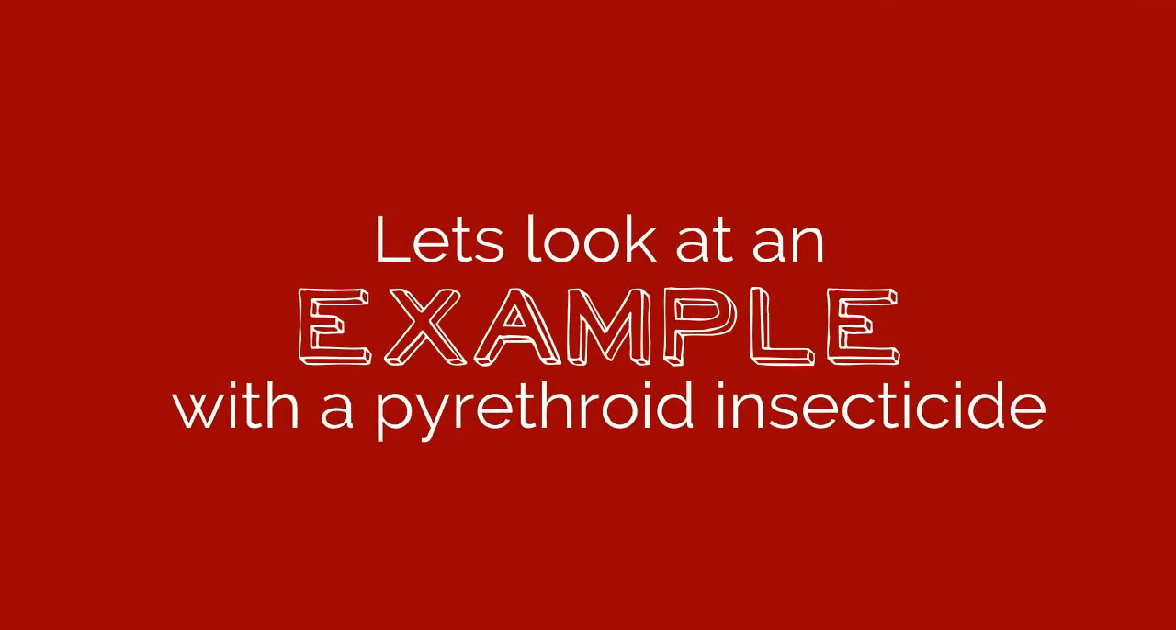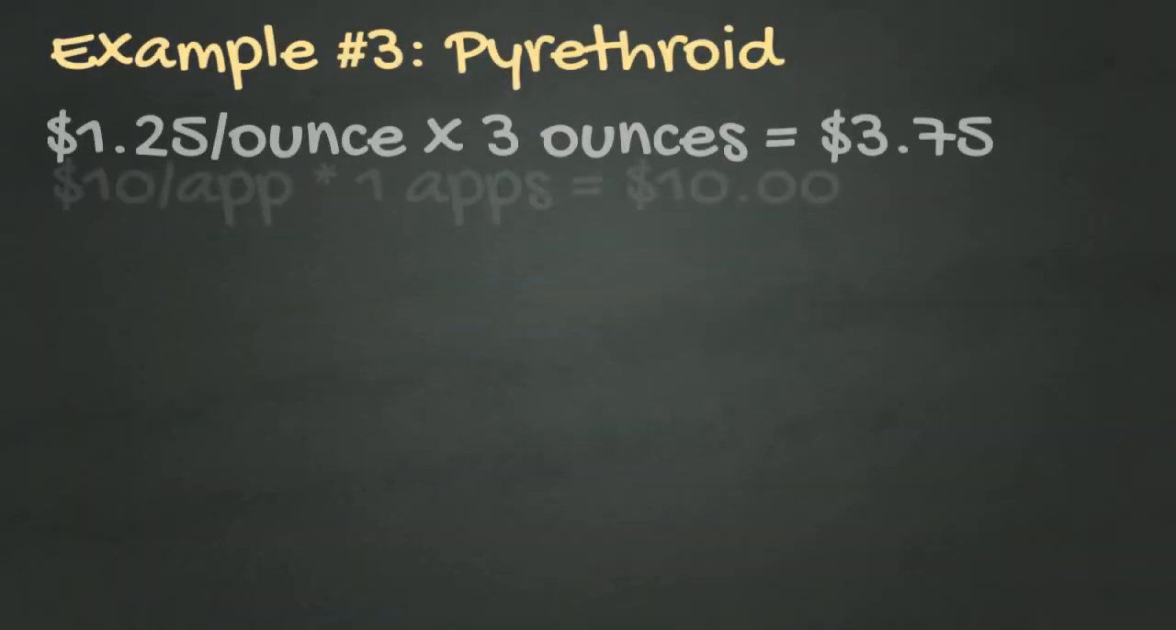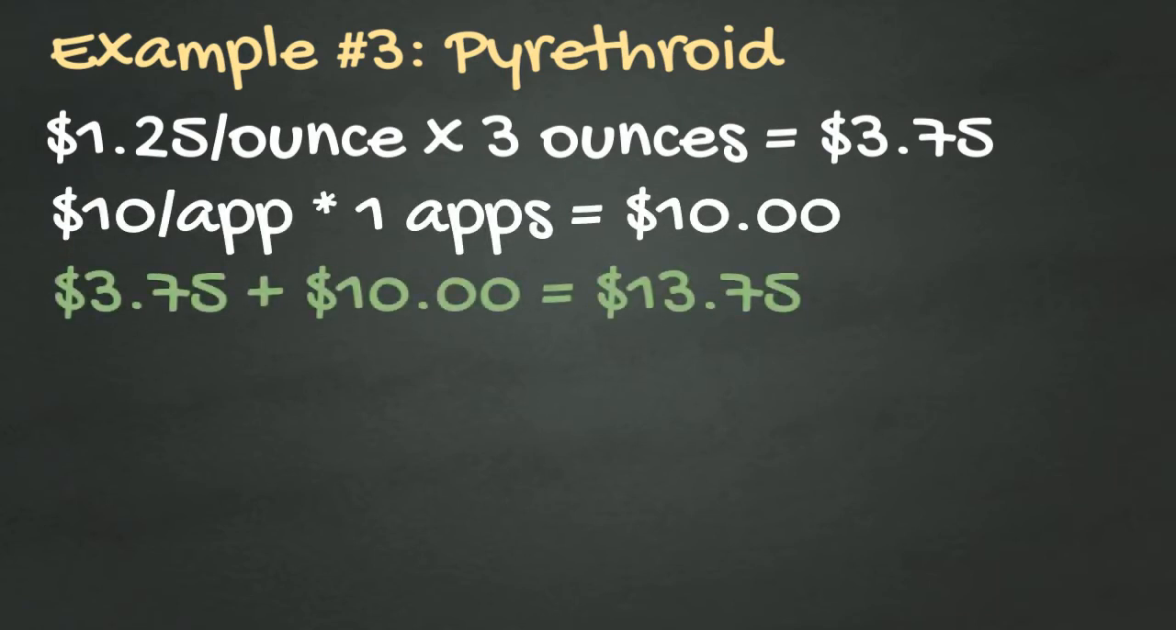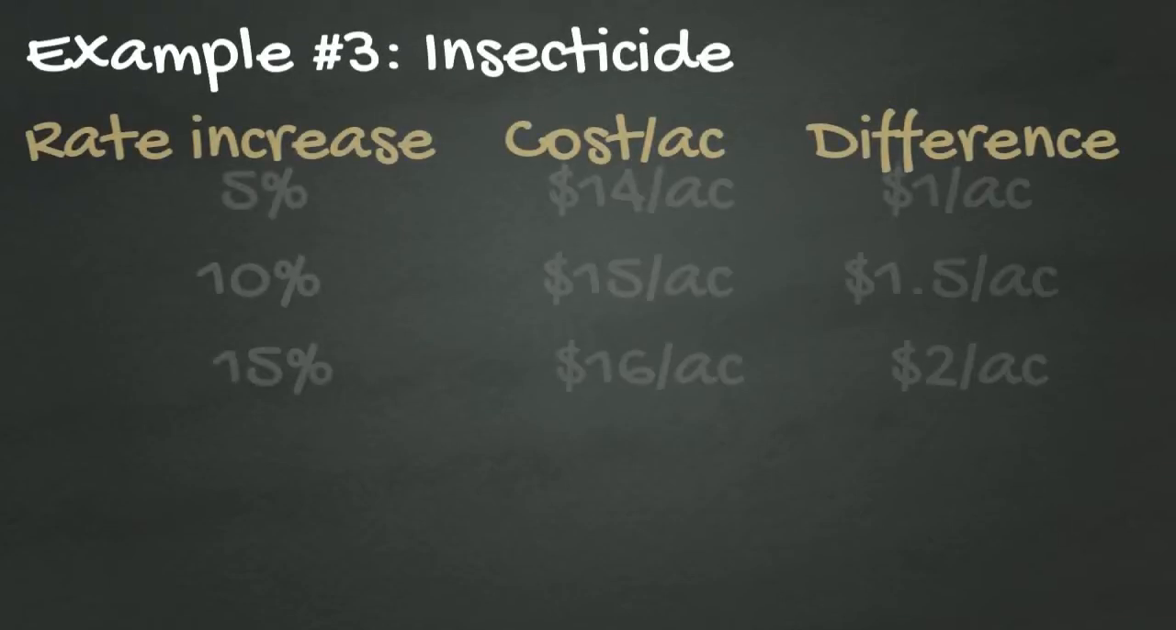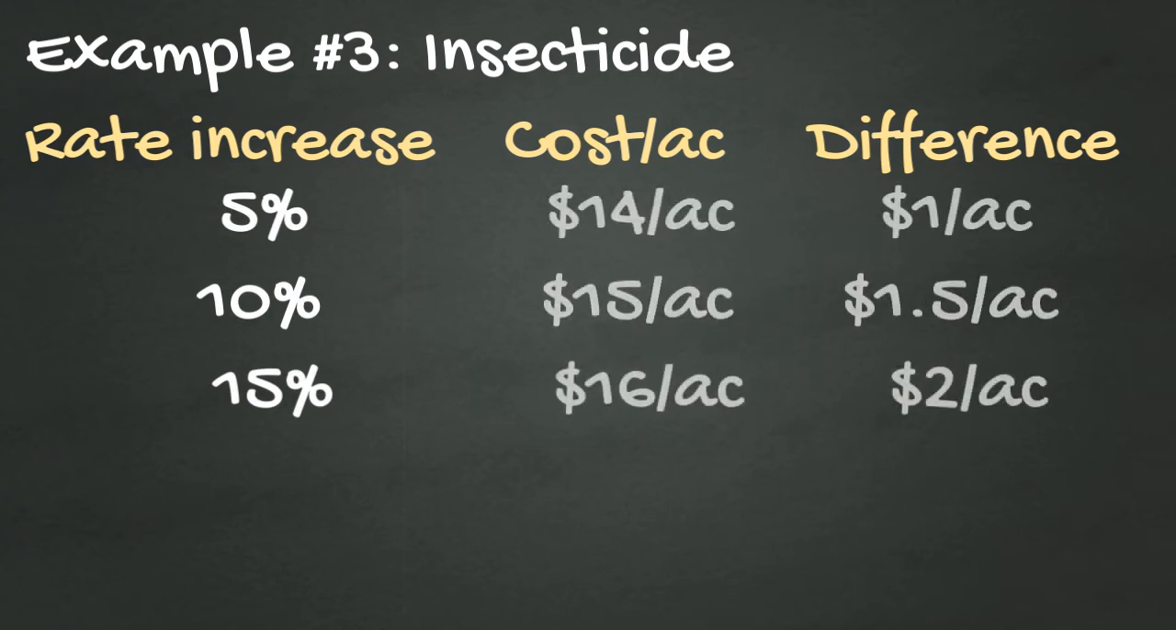Let's consider an insecticide for our last example. The majority of Bermuda grass hay producers in our state would be applying a pyrethroid insecticide multiple times per season for the Bermuda grass stem maggot. If we apply 3 ounces of Mustang Max per acre, we are looking at $13.75 per acre for a single application when we add chemical and application expenses. If the chemical is over-applied at 5 to 15% more than recommended, this cost per acre increases to roughly $15 per acre, a difference of $1 to $2 per acre.